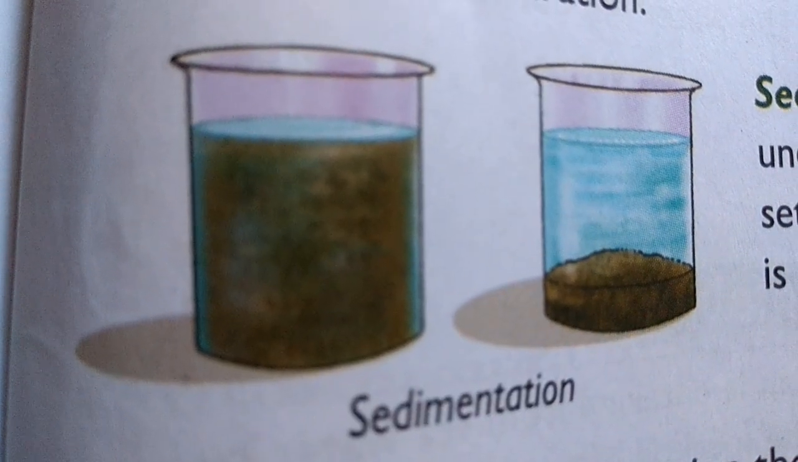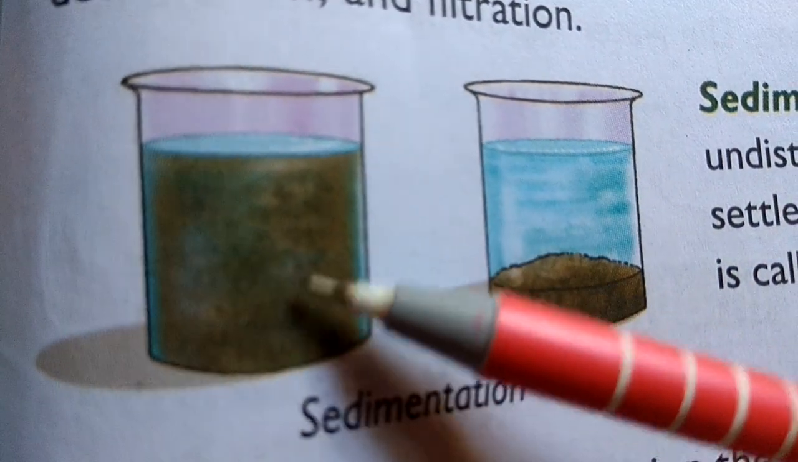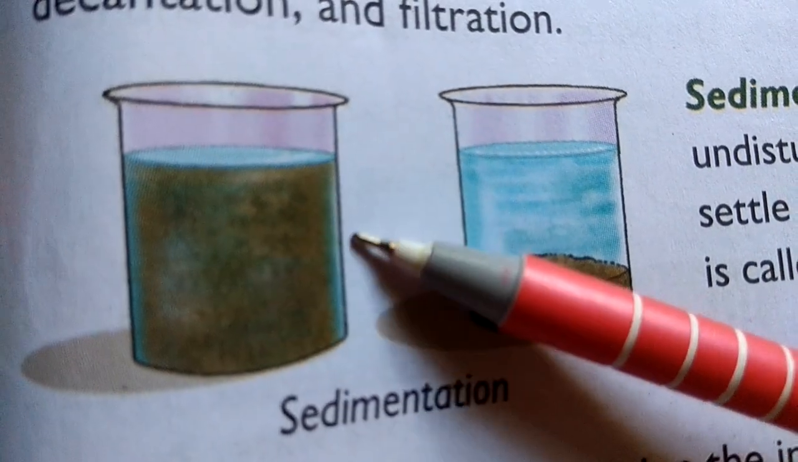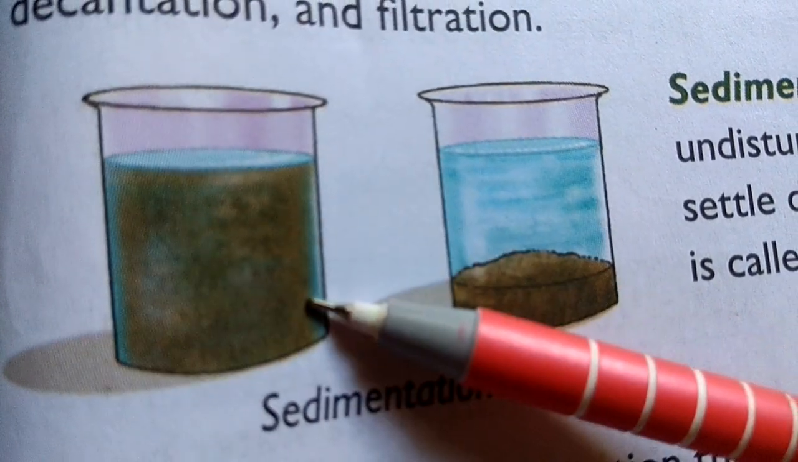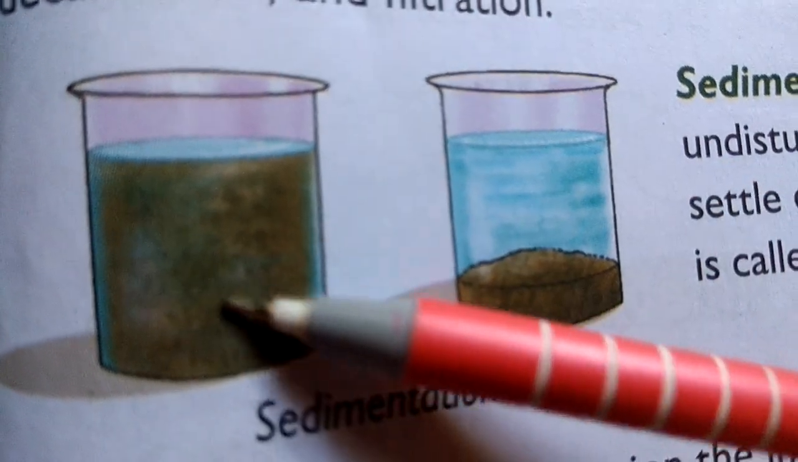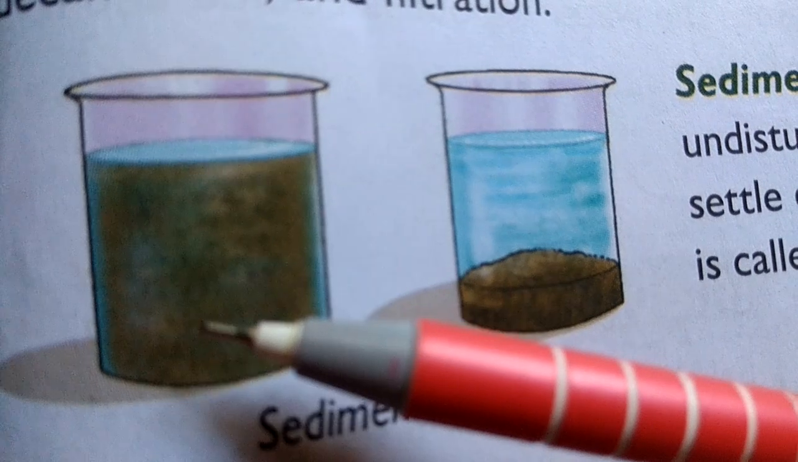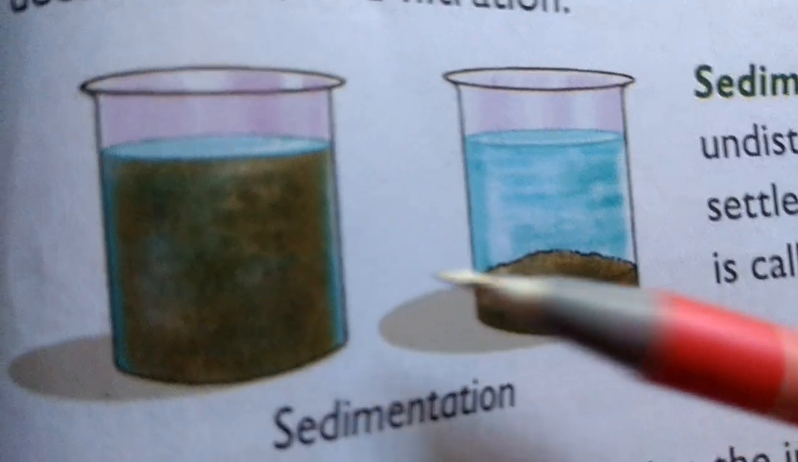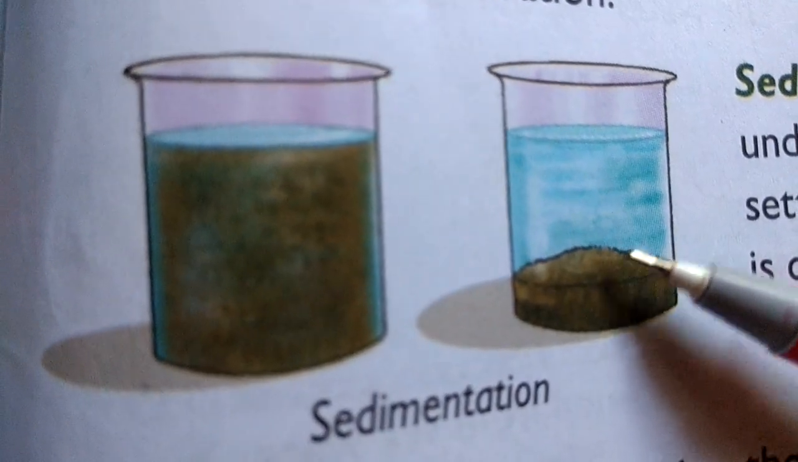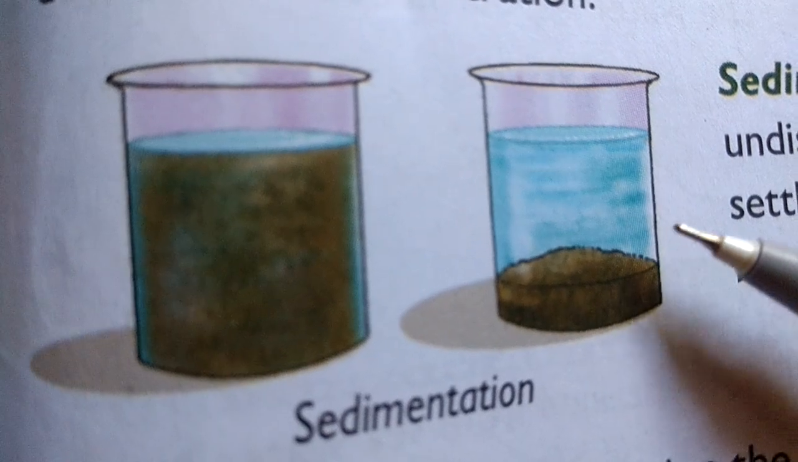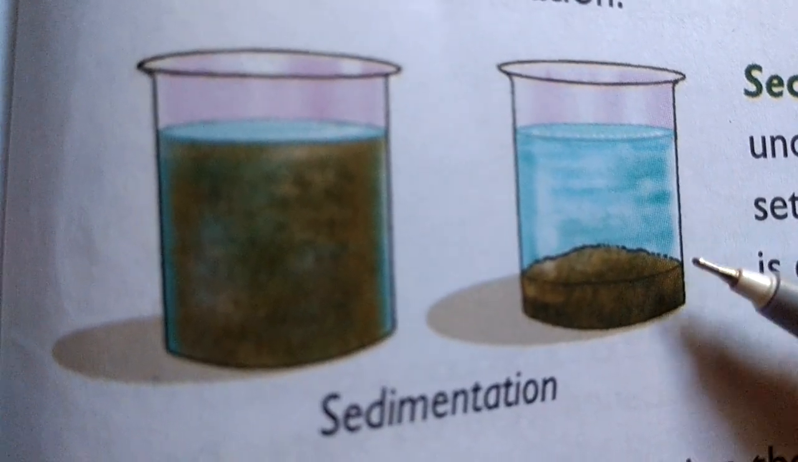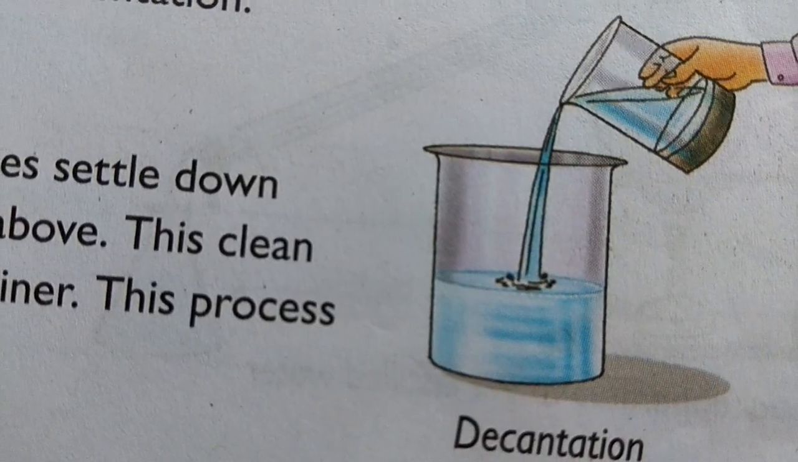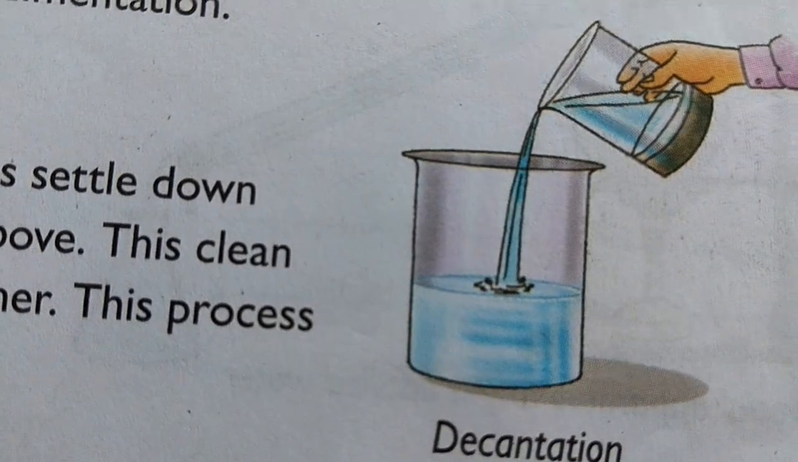The first method is sedimentation. We have taken two beakers, sand and water. One beaker contains a mixture of sand and water. With the help of a glass rod, we have mixed the contents. Now we will leave the beaker undisturbed for some time. After some time, we will see that the heavier sand particles settle at the bottom of the beaker. This process is known as sedimentation.